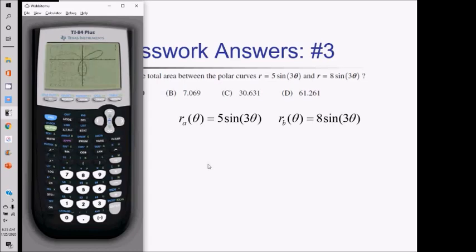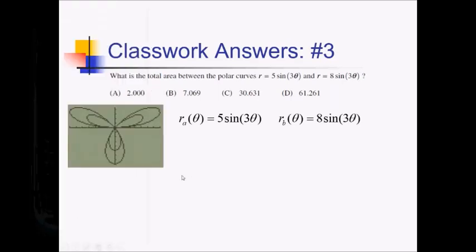So we've got two curves. We've got one petal, one rose, and here's another rose. So this first one is the smaller rose. This other one's our bigger rose. We want the area between the roses, essentially. So inside the big rose, but outside the small rose. So essentially, we just need to subtract the small rose from the big rose.